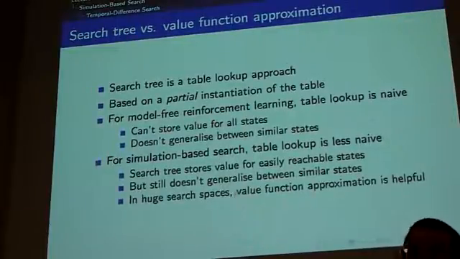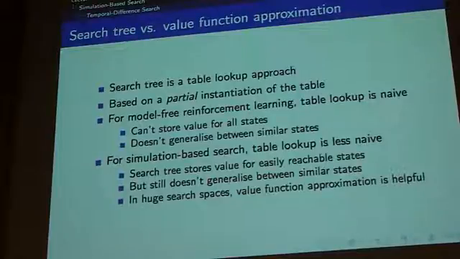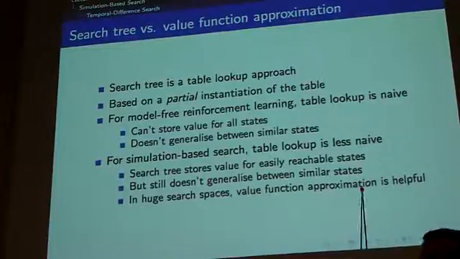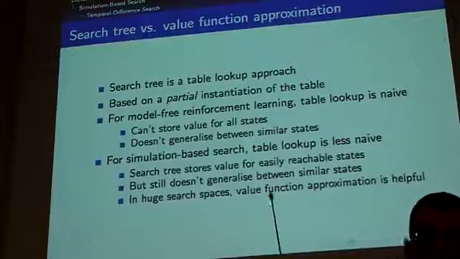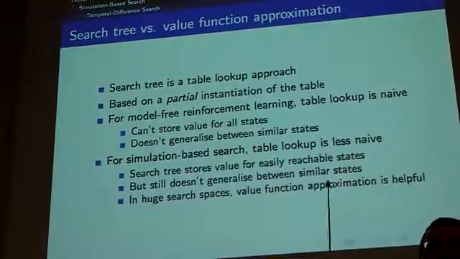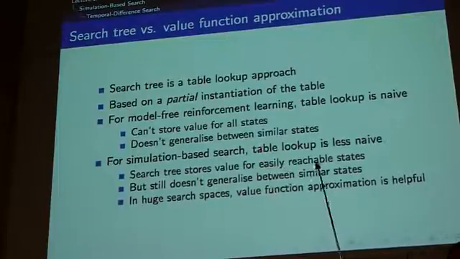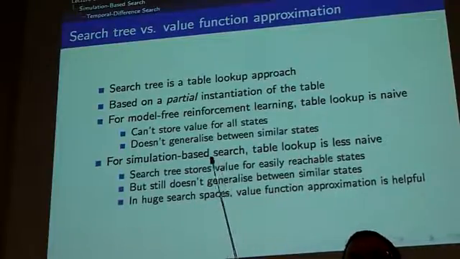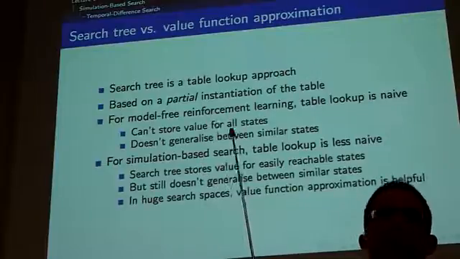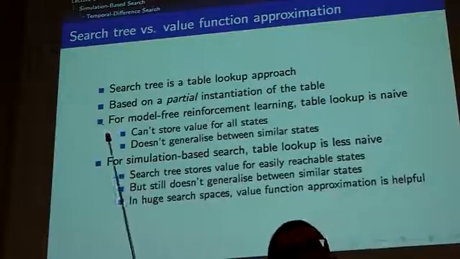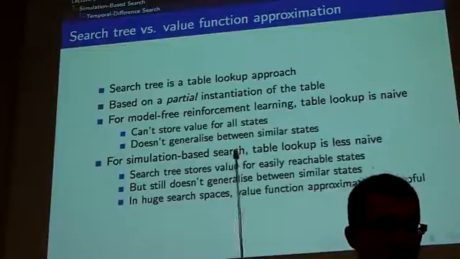And so if you have a huge search space or a very large branching factor, then value function approximation can still be very helpful. So search trees are very effective. They do really well in practice. But for really large problems, you need some kind of generalization between similar states or similar actions. And this is certainly true in some of the bigger games that this approach has been applied to, such as Go.